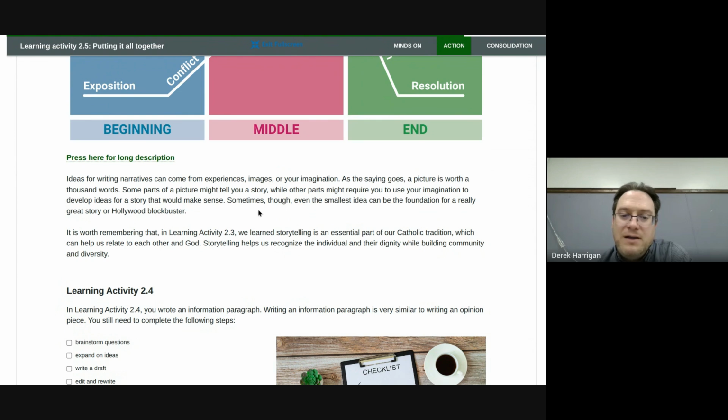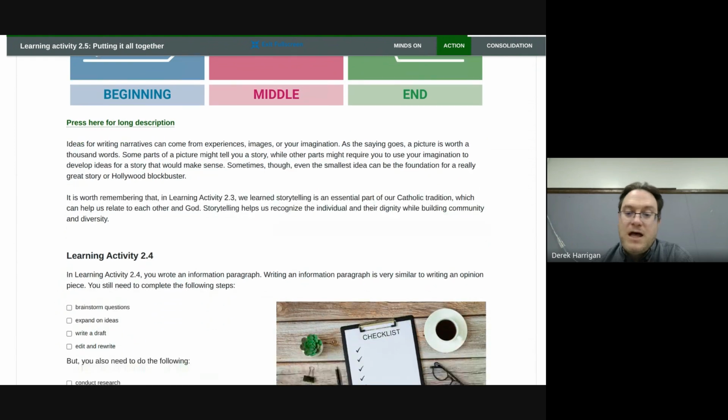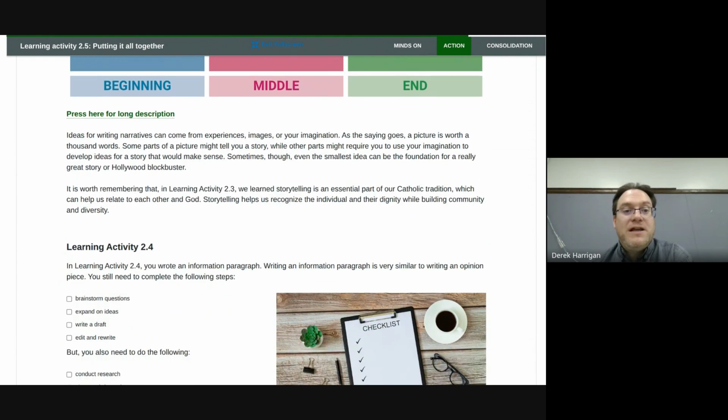You should go back and take a look in Unit 2, Activity 3, and make sure you're comfortable with the different parts or elements of a narrative. Who knows? Maybe you'll get a chance to write your own narrative.